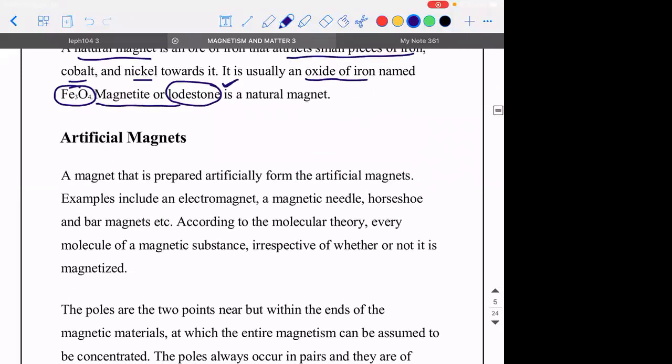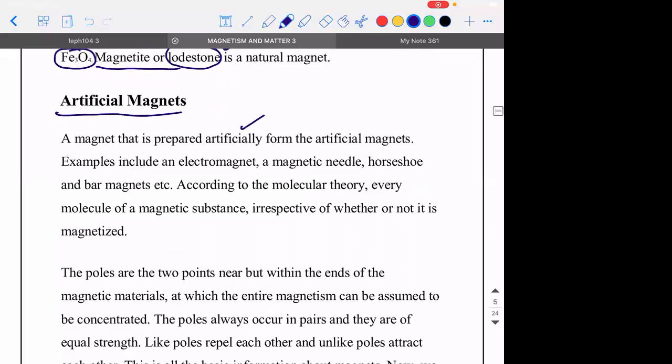Now, what is an artificial magnet? The name suggests a magnet that is prepared artificially. What are examples? This we have seen done in the previous chapter, right? We created magnetism only till the time we needed electromagnets. You can think of a magnetic needle, horseshoe magnet, and bar magnets, etc.